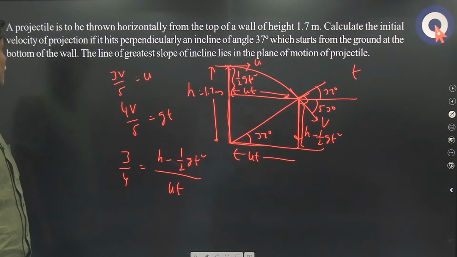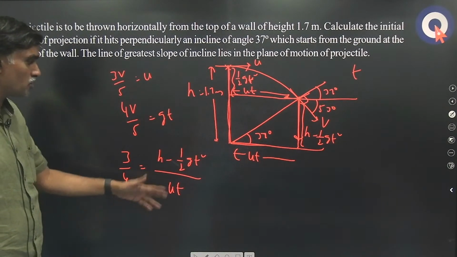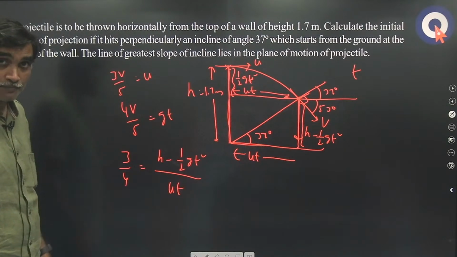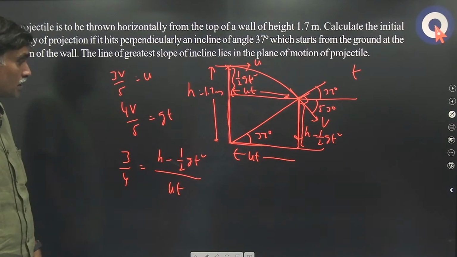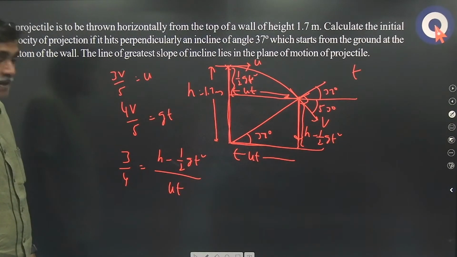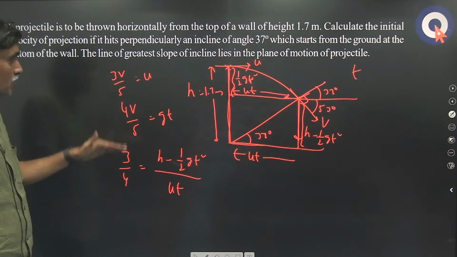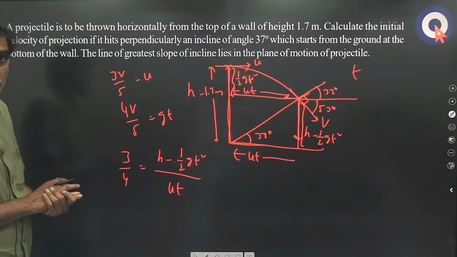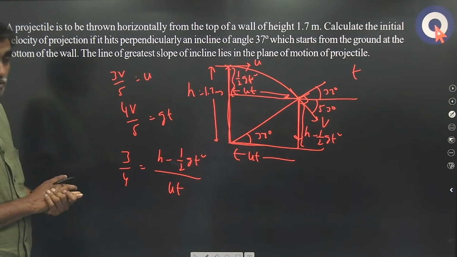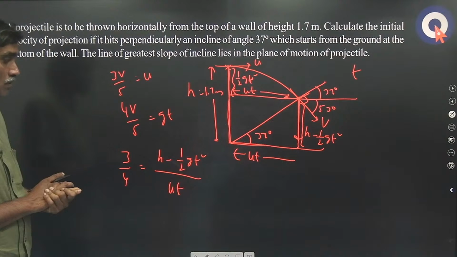That you can simplify, I think. Initial velocity you have to find. Once you know t, you can find v and u also. Okay. If I divide these two, you will get u in terms of time. If I divide these two, what do you get? 3 by 4 equals u by gt. What is u? 3gt by 4.